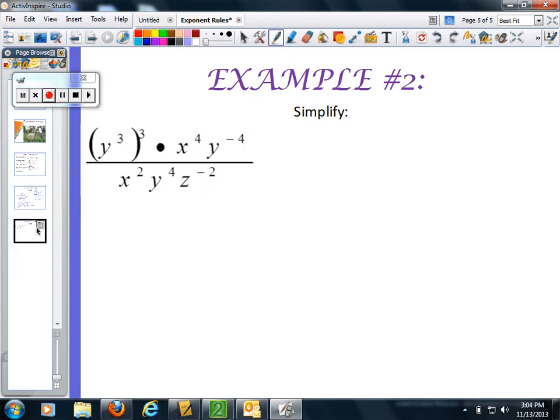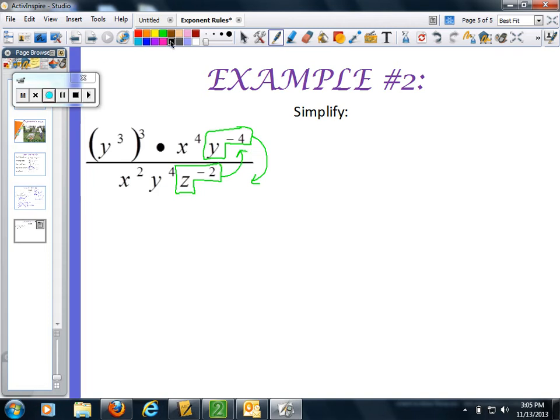Okay, so when we look at number 2, we have y to the third raised to the third times x to the fourth, y to the negative fourth, all over x squared, y to the fourth, z to the negative second. So I'm going to do this one in a little bit of a different order here. The first thing I'm actually going to do on this one, just to show you a different way, is I'm going to take my negative bases and my negative exponents, and I'm going to move them to where they need to be first.